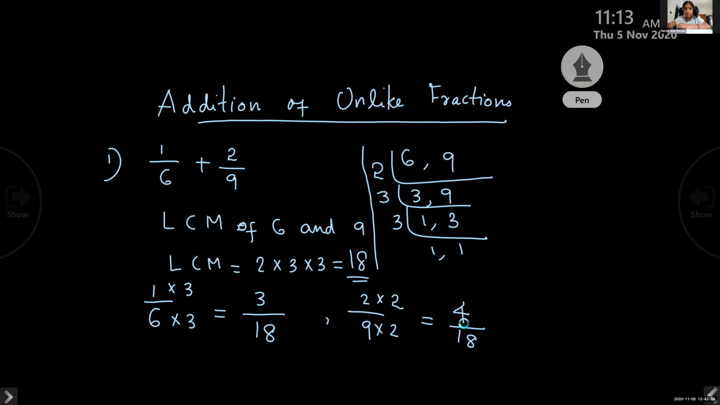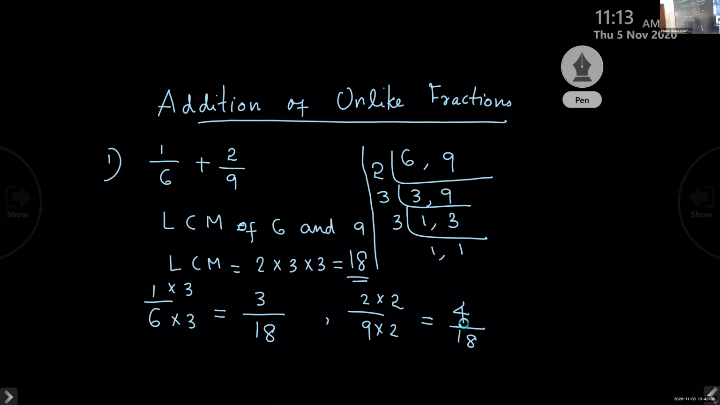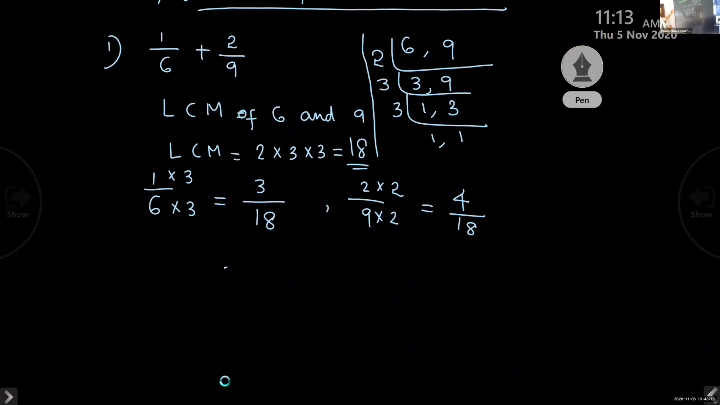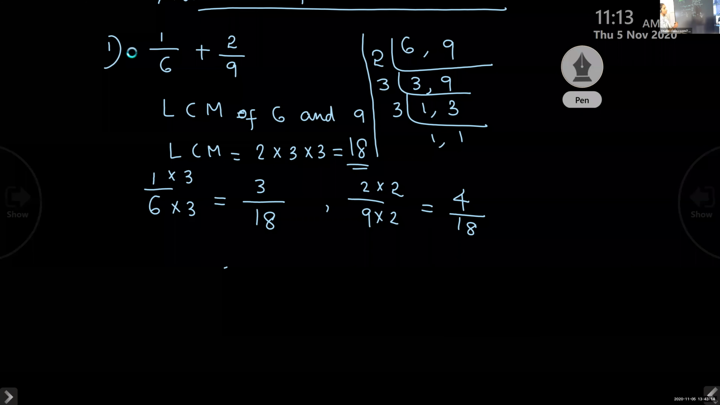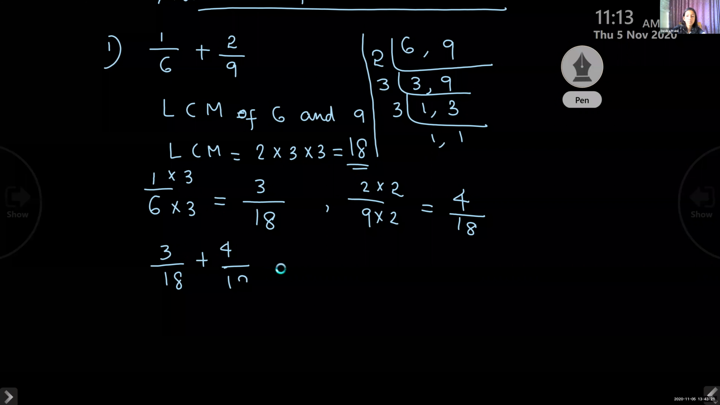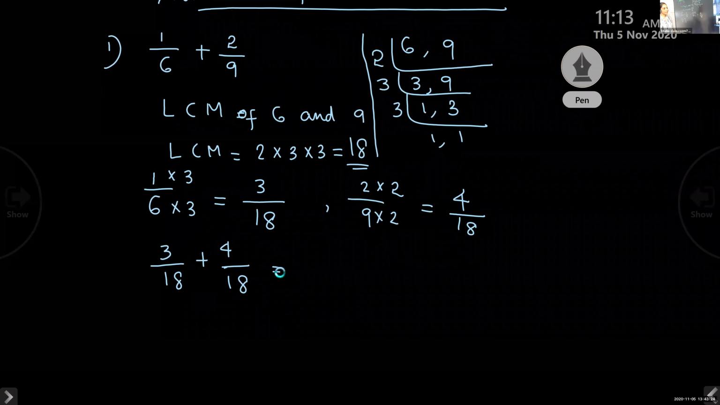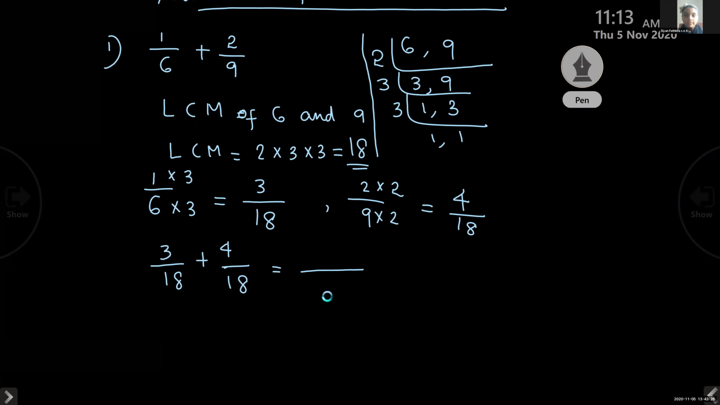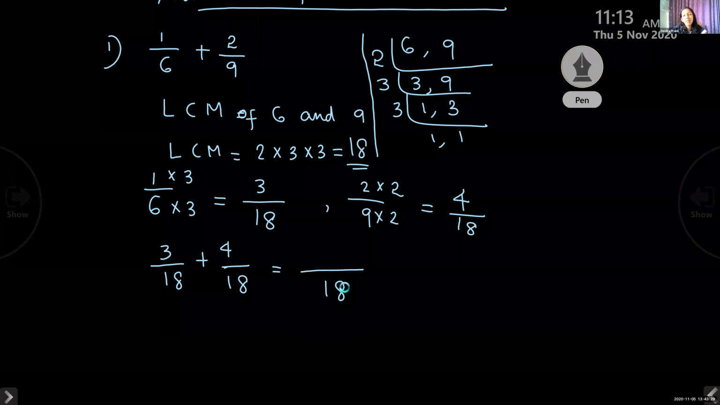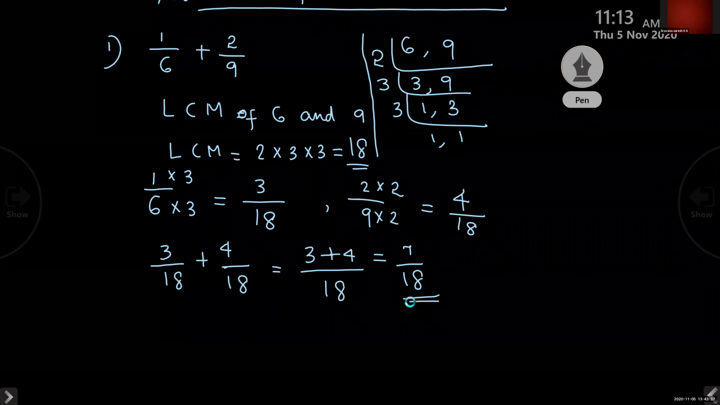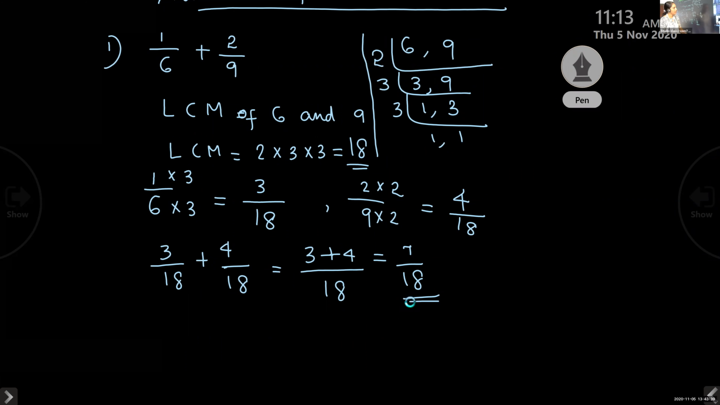Now you look at the denominators. Are they same? Yes, ma'am. They are same. So instead of 1 by 6 and 2 by 9, we should substitute this: 3 by 18 plus 4 by 18. Now, are they like fractions? Yes, ma'am. What will you do for adding like fractions? Add 3 plus 4. The answer is 7 by 18. Did you understand, children? Yes, ma'am.